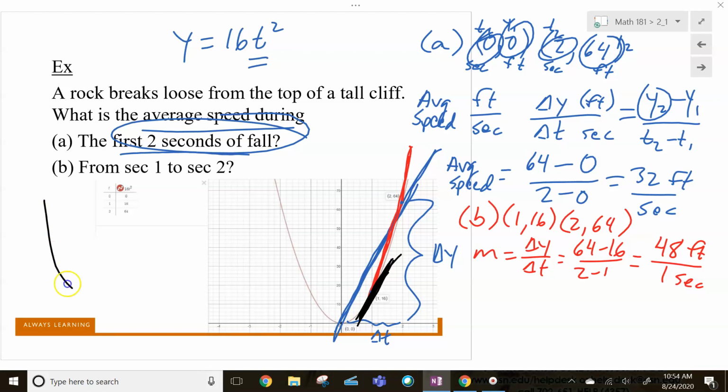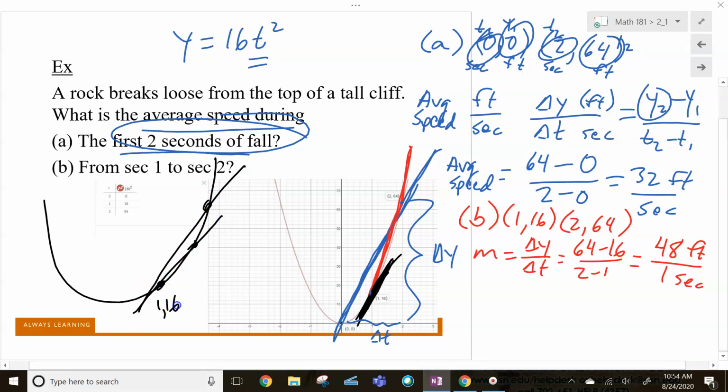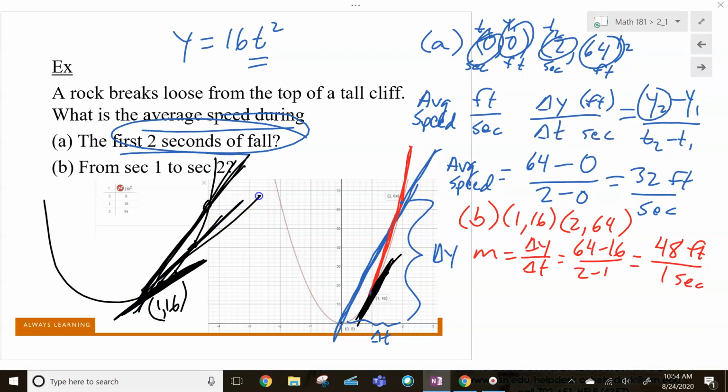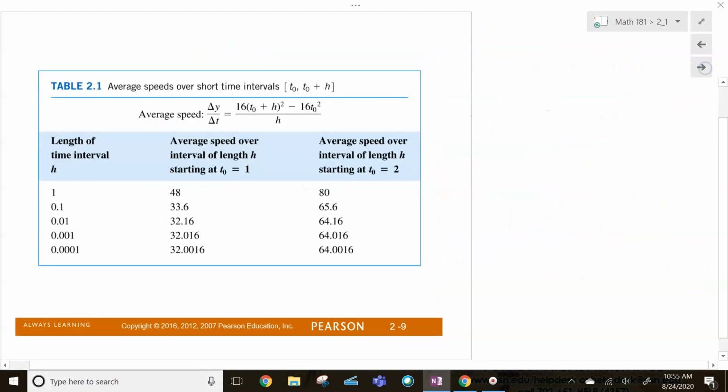We could take this, go from 1 to 2, and bring that down until this is at 1 second, until we get a closer approximation. Like this is a decent approximation, 48 feet per second. This is a little better, but as we move that point closer, obviously as we get right on the point, that'll tell us exactly how many feet per second we're going. And that's what this table's showing you right here. That was just the answers that we went over.